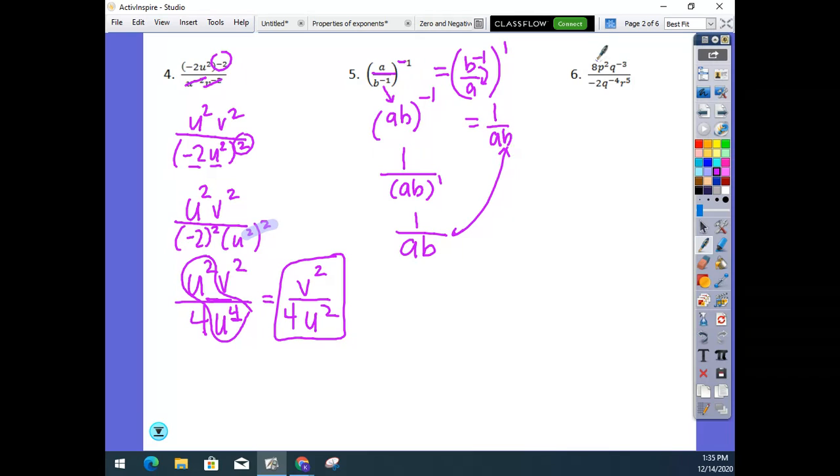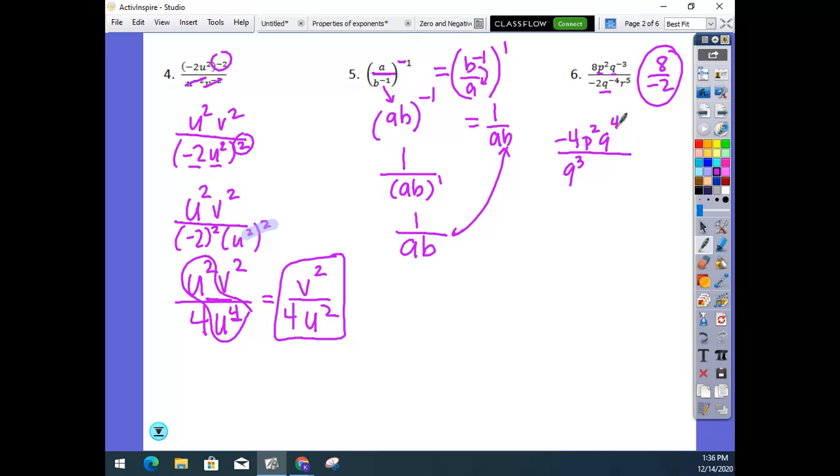All right, number 6, if you just had 8 divided by -2, you know that this would be -4. You deal with your coefficients like you've always dealt with numbers. So 8 divided by -2 is -4. I'm going to leave the p squared in the top. I'm going to move the q to the bottom, making it positive. I'm going to move this q to the top, making it positive.